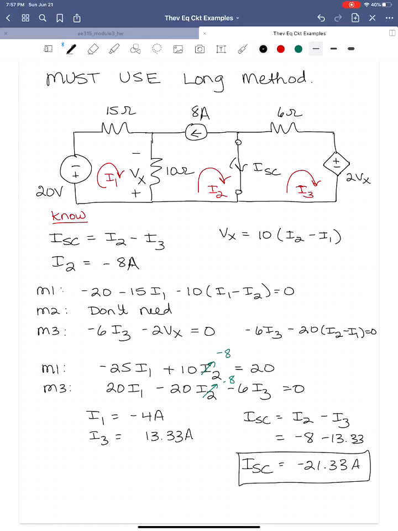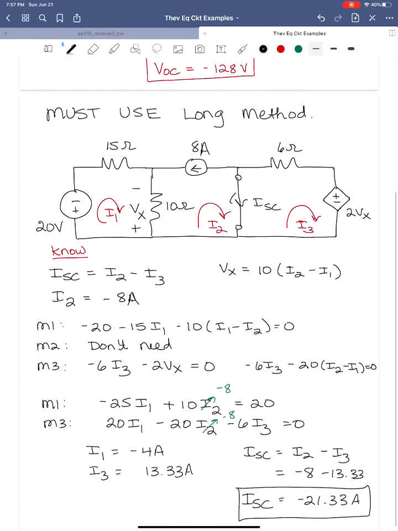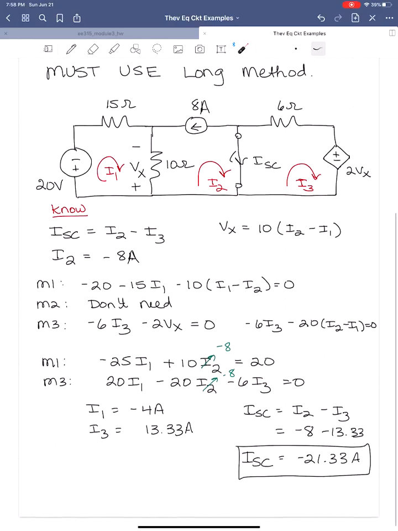Okay, so now we've solved for ISC. And remember what I said when we talked about the long method back in the concept lecture. The Thévenin equivalent resistance in this class is always going to be positive. So your open circuit voltage and your short circuit current have to have the same sign. So the open circuit voltage is negative, and so is the short circuit current. If you get those to be opposite in sign, you need to go back and either look at how you labeled ISC relative to VOC, or you need to go back to your math and figure out where you made a math error.